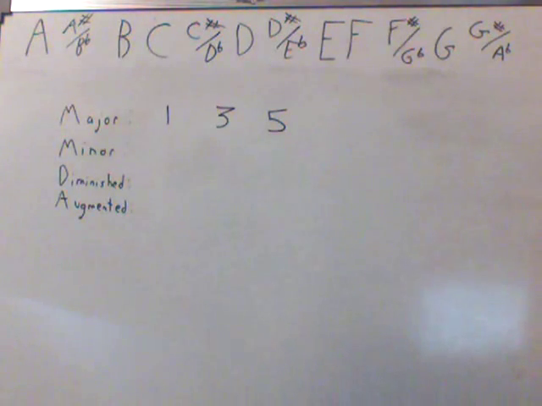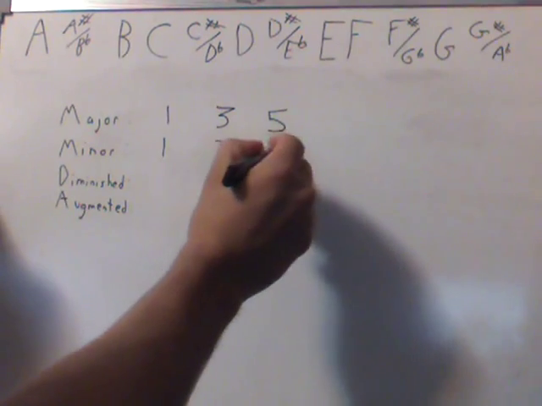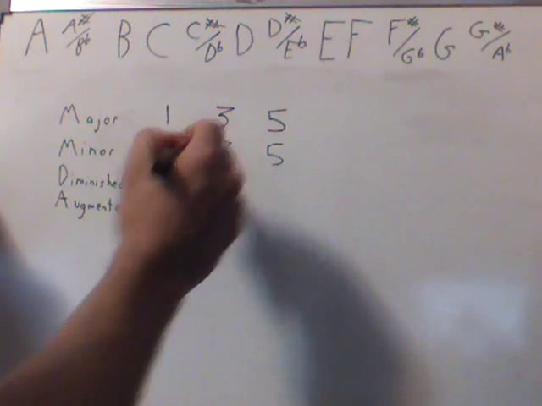In the last couple of videos, we went over 3 different types of triads. The major, the minor, the diminished, and the augmented. And what did we have to do to the major triad in order to get the minor triad? All we had to do was flat the third. So we had the 1, 3, and the 5, but all we had to do was flat the third.